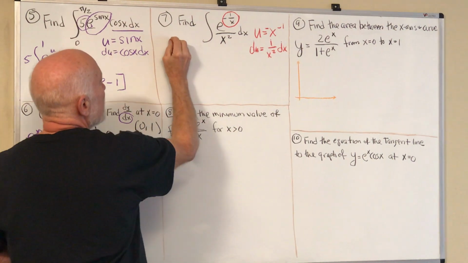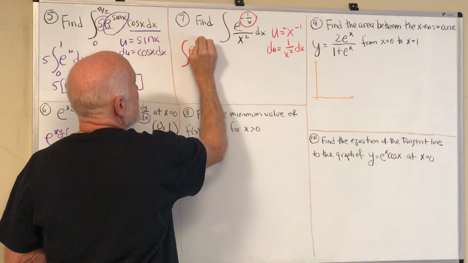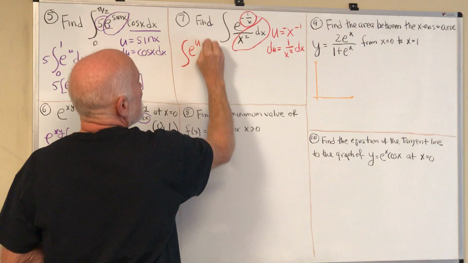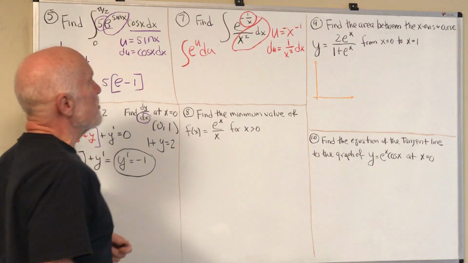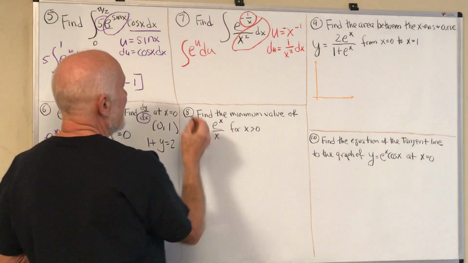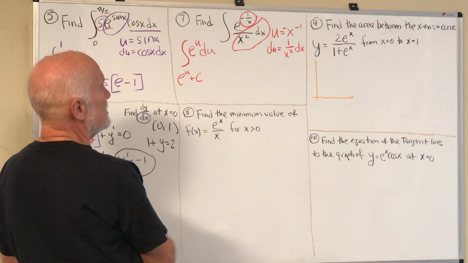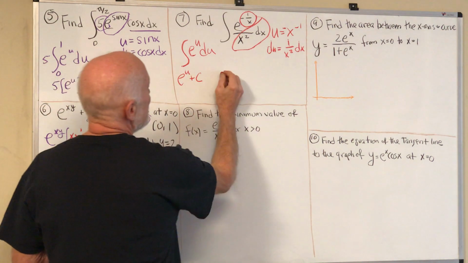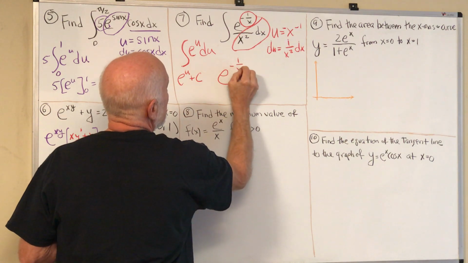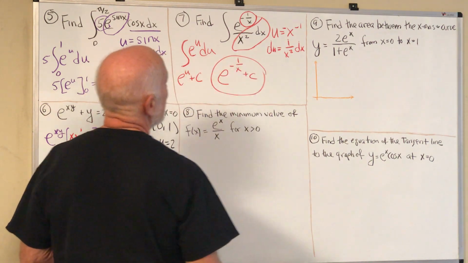So this one works out super. That just becomes e to the u. And what is 1 over x squared dx? That's just du. So it's exactly in the form of e to the u du. So the antiderivative is e to the u plus c. And then you just put your u back in, and you've got your general family of functions.